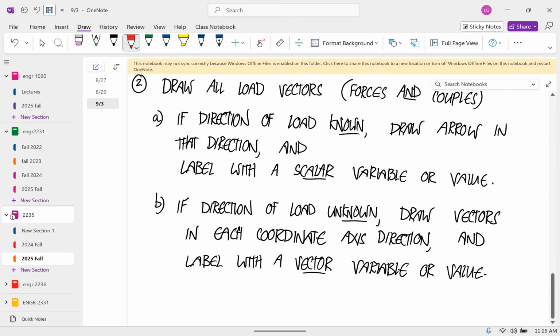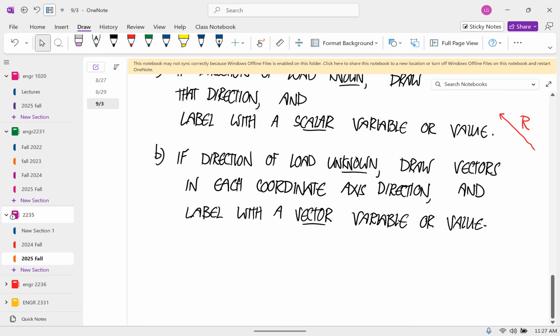So like for part A here, if the direction of the load, you know it's going this way, you draw an arrow in that direction and then just give it a single letter name, not a vector name. Whereas for part B, if it's in 2D, you could label something like this and give it the name R. If it's in 3D, you could give it something like this and label it whatever. Doesn't have to be R, but it has to be a vector.